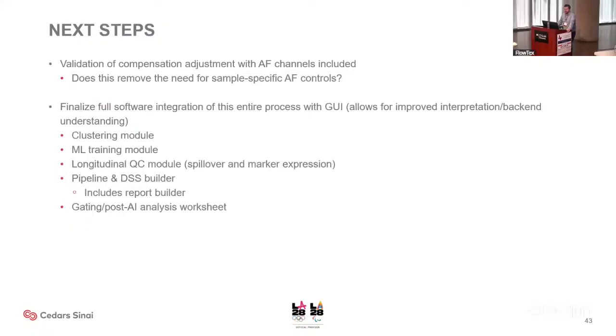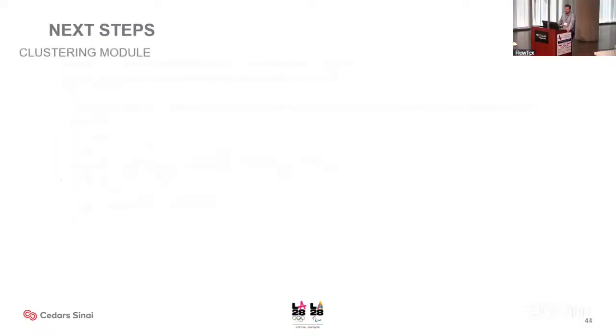So this software has a clustering module, a machine learning training module for making all your models to be able to predict, a longitudinal QC module, the pipeline and decision support builder, which I'll show, and then a gating and post-analysis worksheet. So you can gate like you would in any other software like FCS Express.